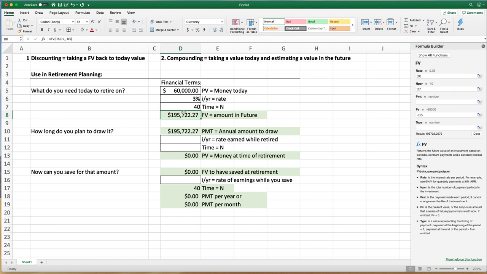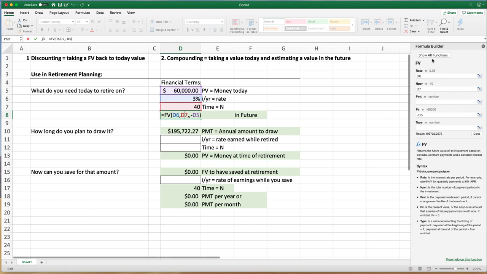So the calculation has already been done. What I did was I calculated the future value. So what am I doing here? I am looking at compounding. I'm taking a value today and estimating a future value. The functions are all over here pulled up. Excel will do these for you.